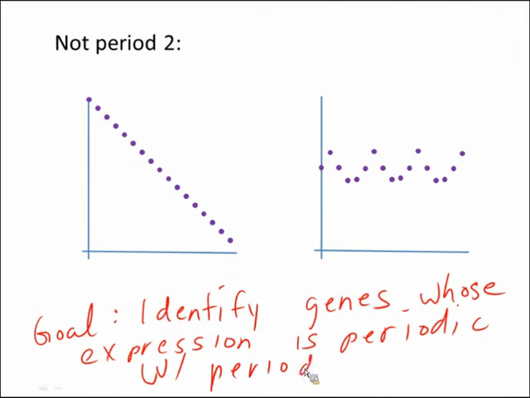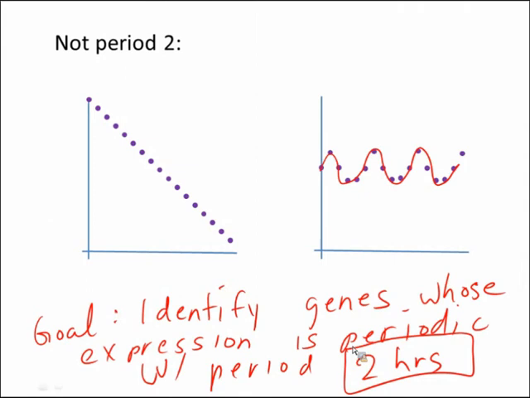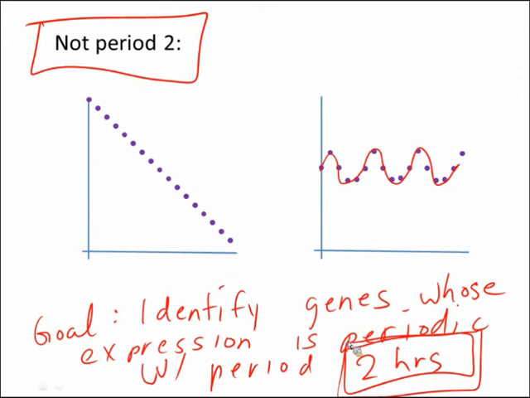That means if we've got a gene whose expression maybe starts out high but decreases continuously, that's not periodic. This one here, we've got 1, 2, 3, it's about period 3. We don't want period 3, we want period 2. So we want to be able to distinguish between things that are not period 2 and things that are period 2. Let's first take a look at two examples of things that are not period 2, one being this decrease in expression, and this other one being periodic, but with a period of about 3.